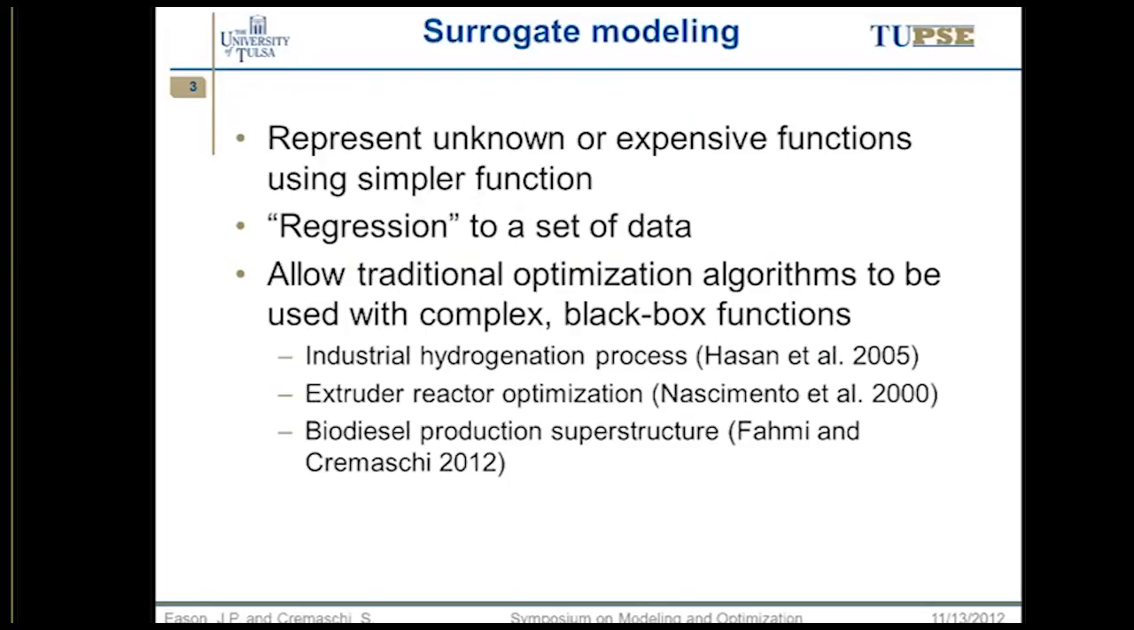Surrogate modeling is a process by which we can represent unknown or expensive functions using a simpler function, as a sort of regression to a set of data. So this allows several advantages. It allows us to use traditional optimization for complex black box functions if we're able to construct a good surrogate. And it also allows for ease of sensitivity analysis and other exploration of the design space once you have a good surrogate. And here I have several examples of where it's been applied in chemical engineering in the past.